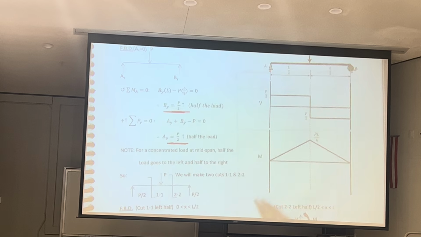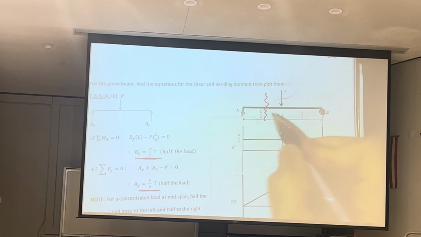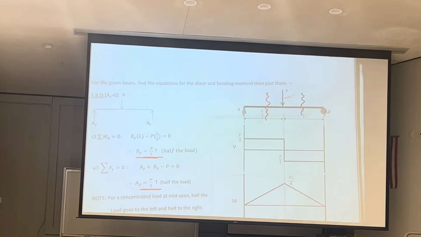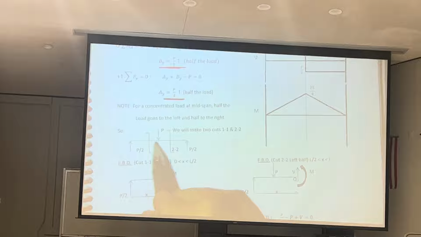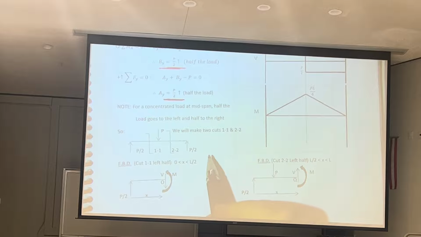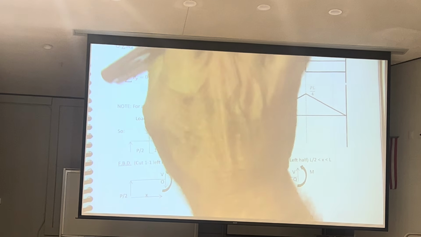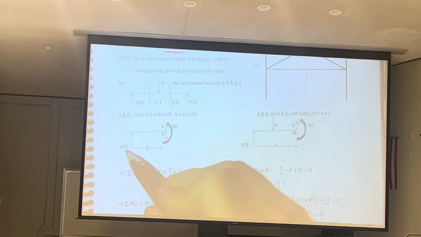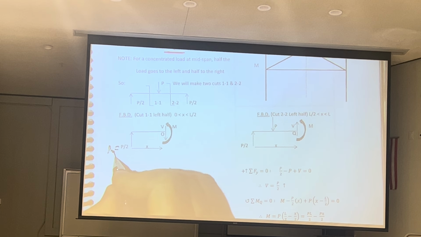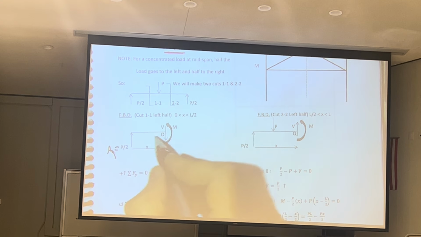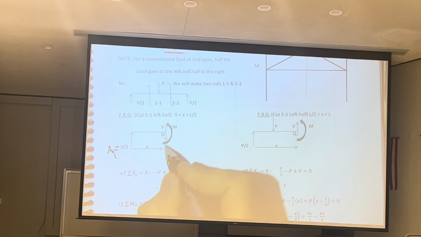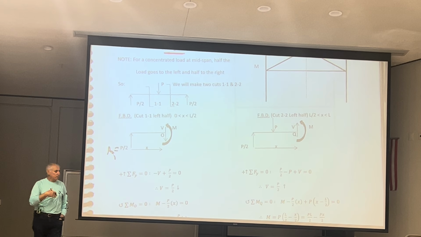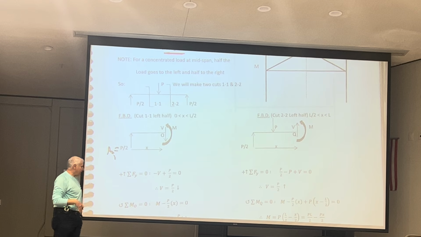Now, notice, I'm going to come over here and I'm going to make a cut before the load, and then I'm going to make a cut after the load. So I'm going to make two cuts. Here's cut 1-1 before the load. Here's cut 2-2 after the load. Well, if I draw the free body diagram of cut 1-1, I'm going to have this. P over 2, this is my AY, because I'm looking at the left half. There is no load here. There's a V and an M, and I don't care about A because I'm not drawing the axial diagram. So I'm going to leave that out for now.